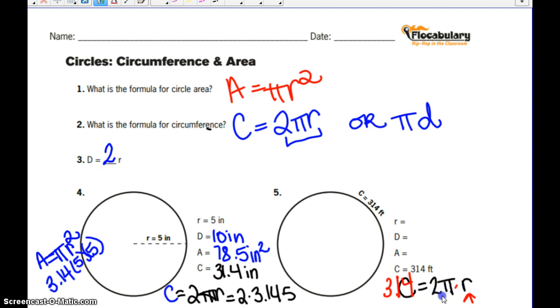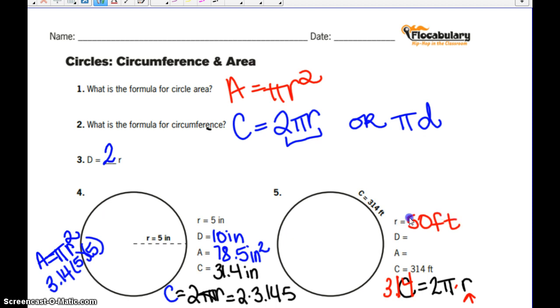Yeah, I'm actually going to divide. So in my calculator, I'm going to do 314. I'm going to divide by 2. And then I'm going to divide by 3.14. When you do that, you should come out with a nice little radius. What do you come out with? 50. You come out with 50 and it's feet.